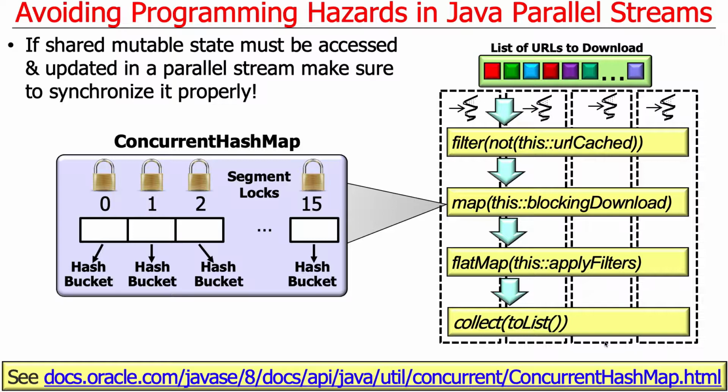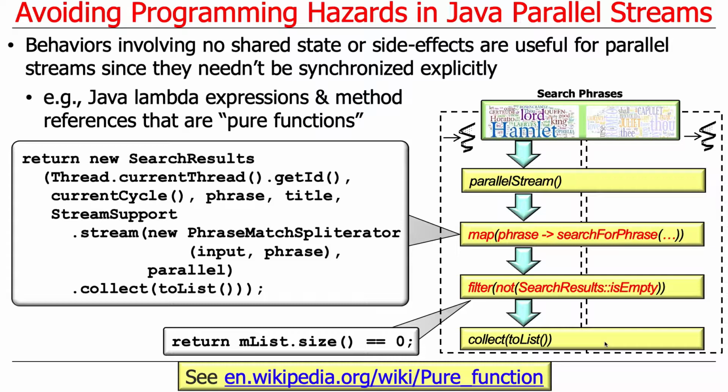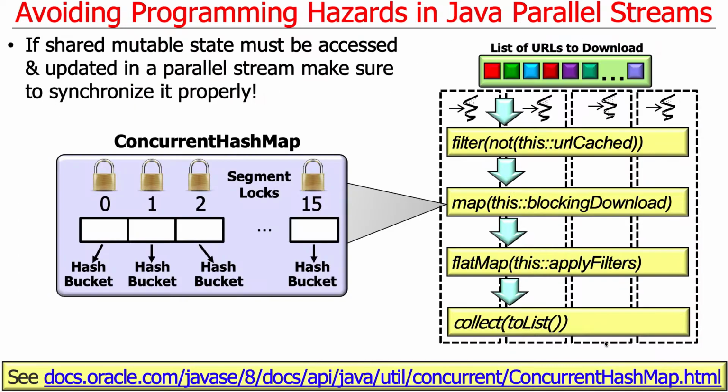So the best approach is not to have shared state, then the problem is trivially solved. The best way not to have shared state is to have lambda expressions or method references that don't have any side effects. If you can't do that because you have to share something, like in this case we share a cache, in that case make sure you use data structures that are thread safe. And ideally, the best thing to be able to do is use data structures that are not only thread safe, but intentionally designed to be very efficient in the face of concurrent access, like concurrent hash map. So those are just some tips to keep in mind.